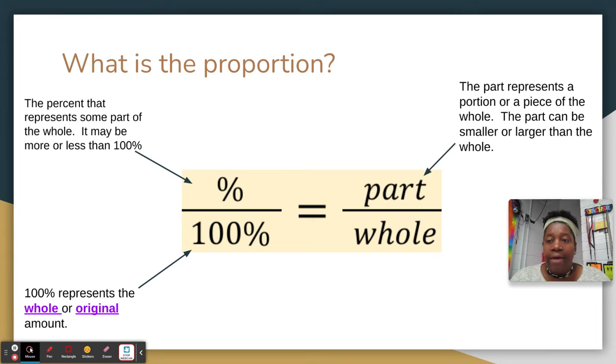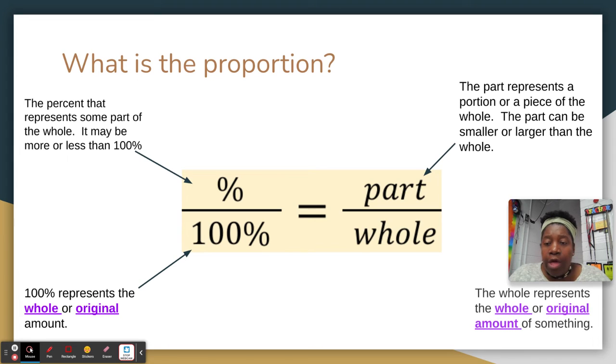And then we have the part. The part represents a portion or a piece of the whole. And again, it can be smaller than the whole. It can be larger than the whole. That's a hard concept for kids to realize, that it can be larger. And the whole is just your whole or your original quantity.